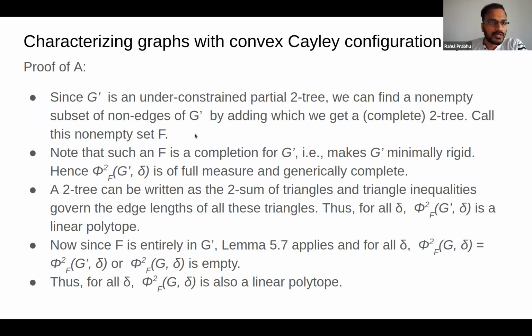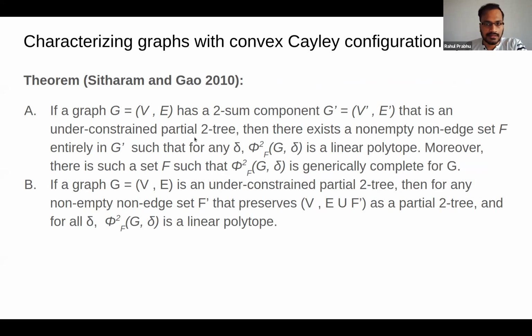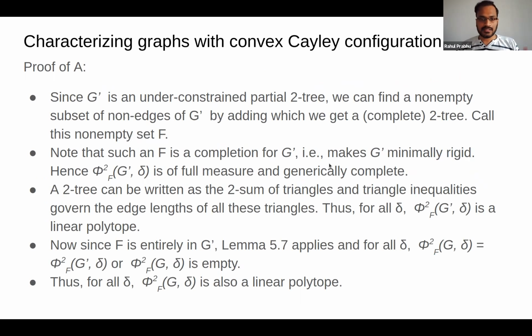So we are proving A here. Which is again saying that if you have an under constraint partial two tree as one of the two sum components, then your configuration space is a linear polytope. Okay, so we're starting with the setup that G dash is an under constraint partial two tree.